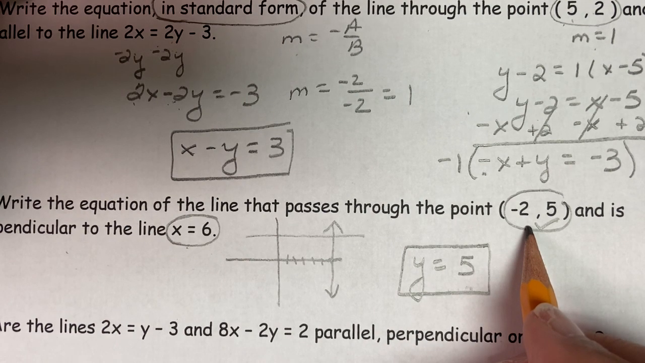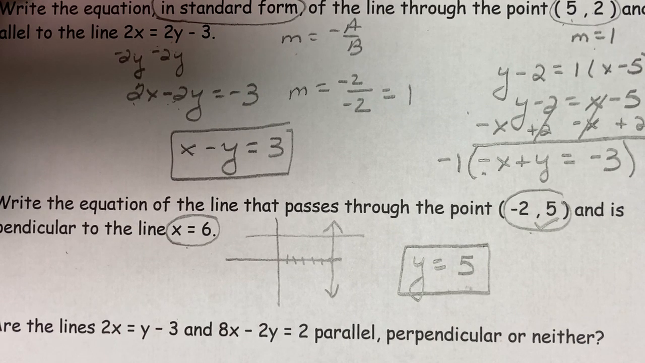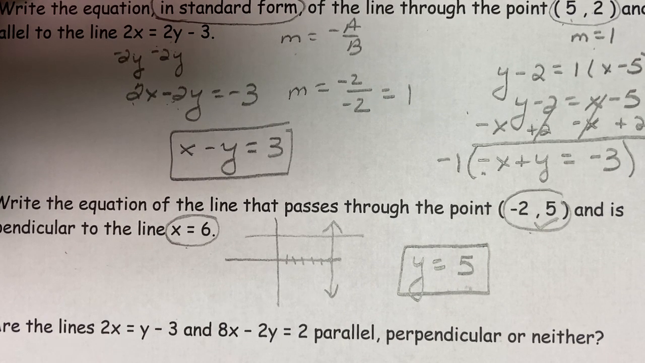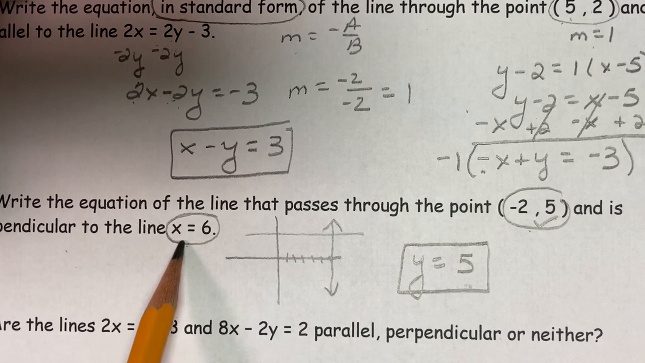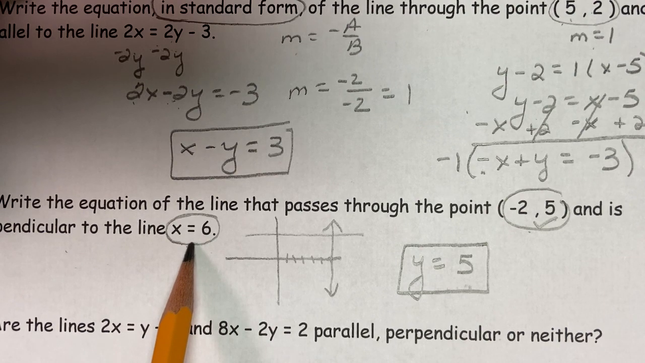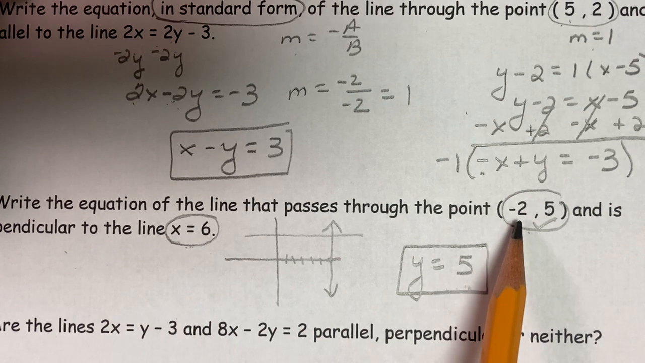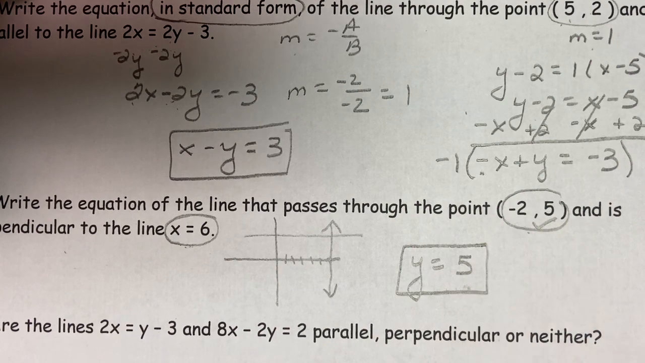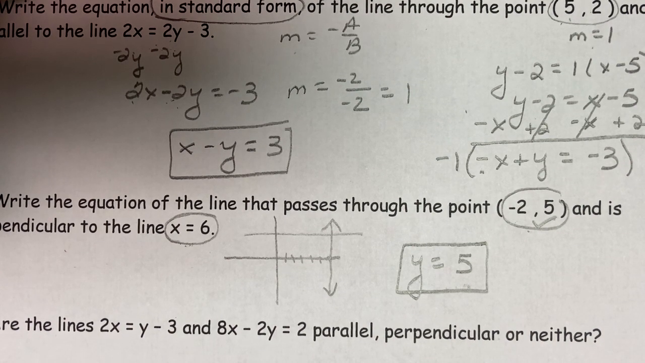Now, I don't have an example of this, but let's just talk about something for a quick minute. What if it wasn't perpendicular to this line? What if it was parallel to this line? Well, if it was parallel to this line, wouldn't it have been another vertical line? Because since this is a vertical line, a line parallel would also have to be vertical. And if it went through this point, it would have to be x equals -2. Again, really no work to show.